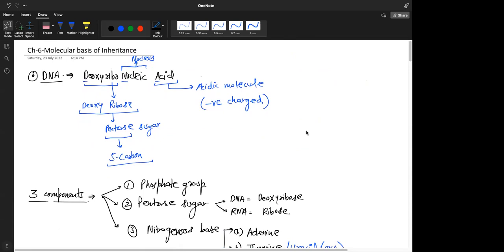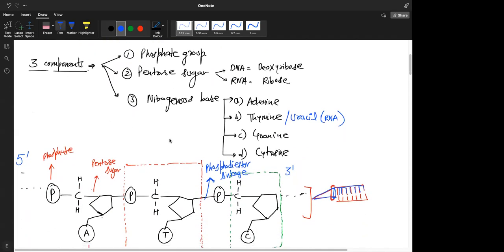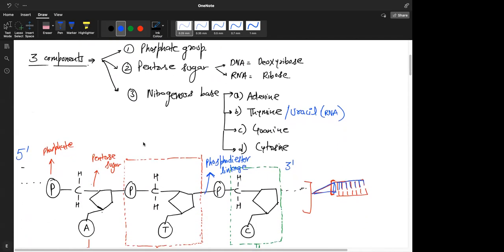Yes. So first we started with DNA. It is deoxyribonucleic acid. Deoxyribo means deoxyribose, that is absence of oxygen in ribose. That is a pentose sugar. It has 5 carbons. Nucleic means it is present in the nucleus, and it is an acidic molecule. Then DNA has 3 components: the phosphate group, pentose sugar, and nitrogenous base. In the nitrogenous bases there is adenine, thymine or uracil in RNA, then guanine and cytosine.